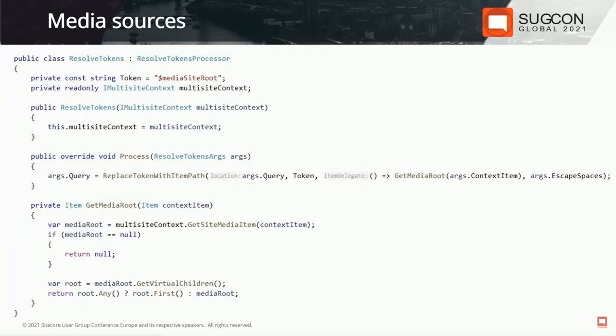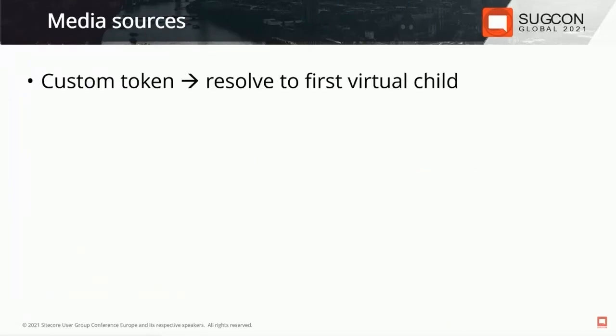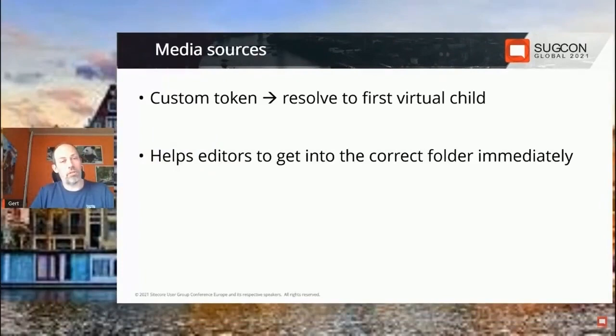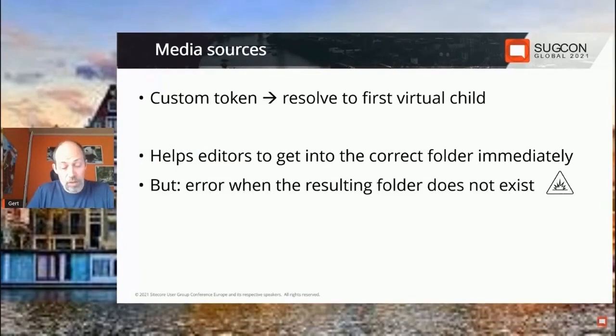The rest of our code is also pretty simple because the resolve tokens processor gives us a replace token with item path function that, well, actually does all the work for us. So a pretty easy piece of code for a custom token, which really helps our editors because they get into the correct media folder immediately. However, you need to make sure that the resulting folder exists. If it doesn't, you really get a nasty error.